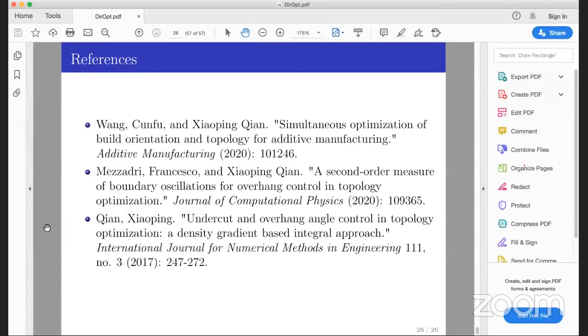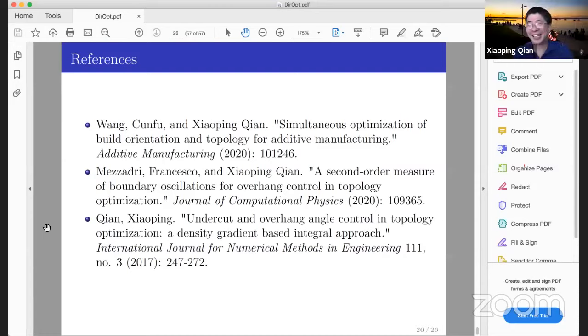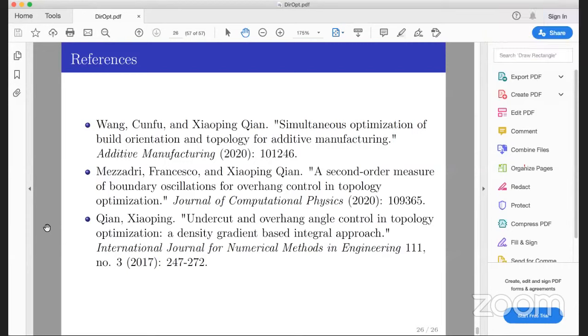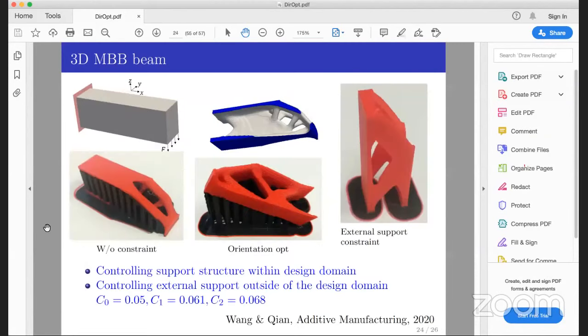I have one question. Can I ask now? Yeah, okay. One small question. When you cut, when you orient, I can see you need a lot of support underneath, right? Do you plan to take that also into account? Because that's also expensive, like here, right?